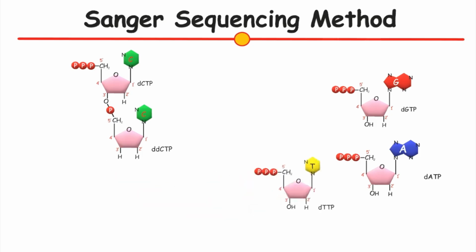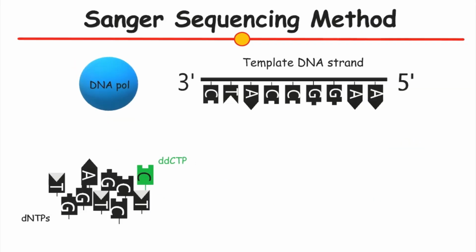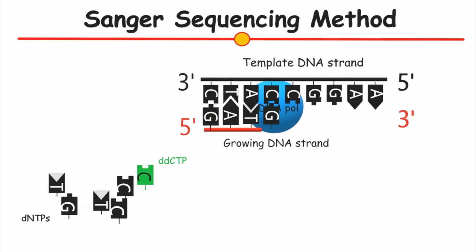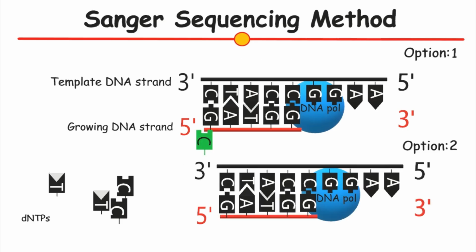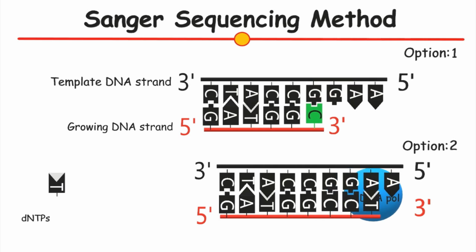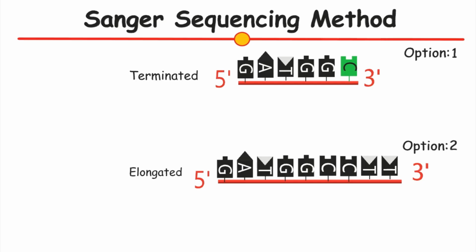Now imagine a tube where all 4 dNTPs are added along with a small amount of ddCTP. What will happen? The polymerase will normally add nucleotides one after another, allowing the DNA chain to grow. But when it encounters a G in the template strand, it has two options. It can add dCTP and the chain will continue, or it can add ddCTP, in which case the chain will terminate. The ddCTP becomes the last nucleotide at the 3' end of this DNA chain.